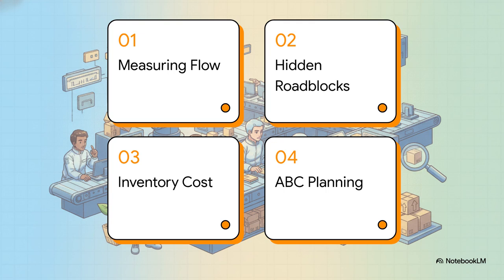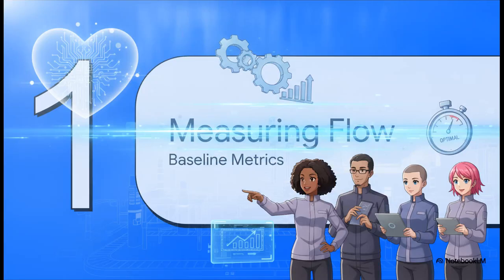So, today's agenda is broken down into 4 key areas. 1. Measuring the production flow. 2. Uncovering hidden process roadblocks. 3. Mastering inventory cost variations. And 4. Prioritizing with ABC planning. Let's get to it.